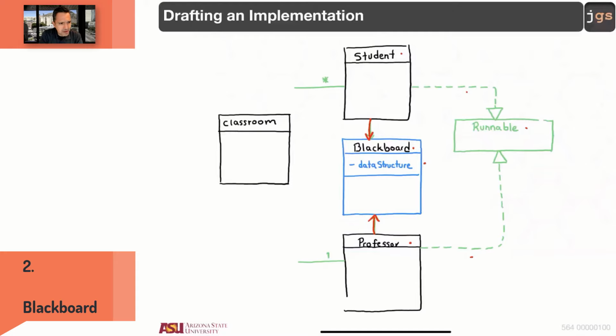Question: what are we going to do to provide access to the student and to the professor to the Blackboard? Because I am adding these arrows, which means that I am calling methods in the Blackboard from student and from professor. But in order to have access to those methods, I need a reference. I need an object, right? What are you going to do to provide access to the Blackboard to student and professor?